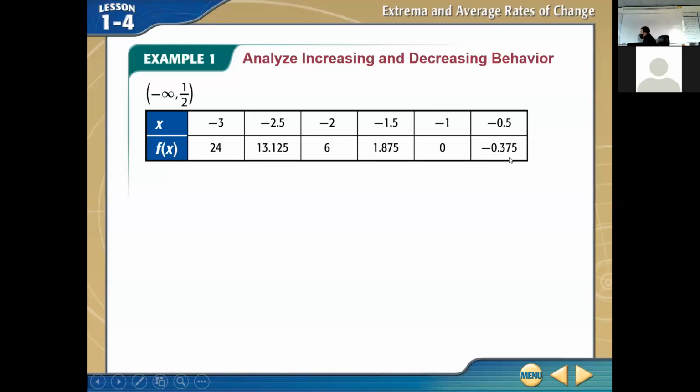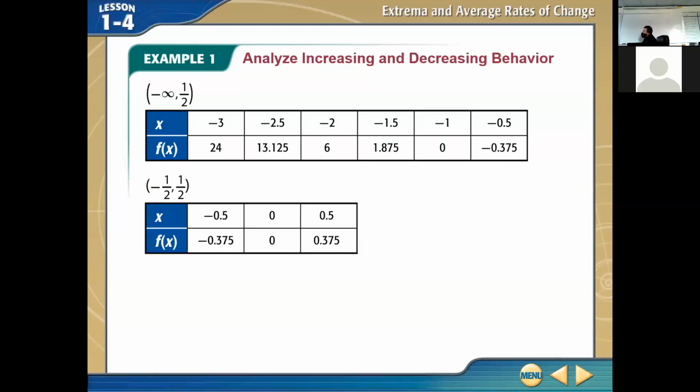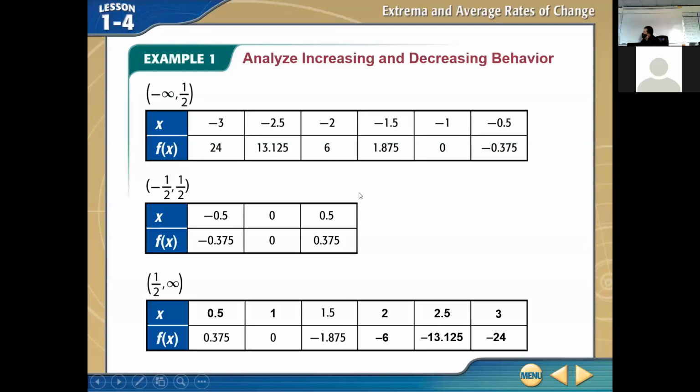Then for negative 1/2 to 1/2, this is the area where we said it's increasing. So we're decreasing and then we're increasing. We plug in negative 0.5, we get negative 0.375, 0, 0, and then 0.5 gives 0.375. And then here's our last interval where we said it was decreasing. So we start at 0.375, we go to 0, negative 1.875, negative 6, negative 13.125, and negative 24.